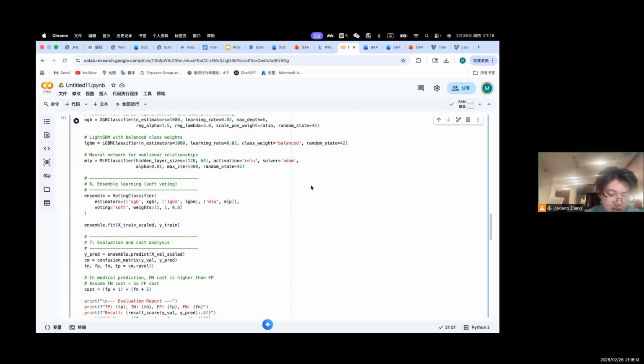Evaluation is cost-sensitive. Instead of focusing solely on accuracy, I analyze the confusion matrix and define a weighted cost function where false negatives carry five times the penalty of false positives. In healthcare, a false negative represents a misdiagnosis, which can delay treatment and worsen outcomes. Therefore, recall and F1 score are prioritized to align the model with clinical priorities rather than just statistical metrics.